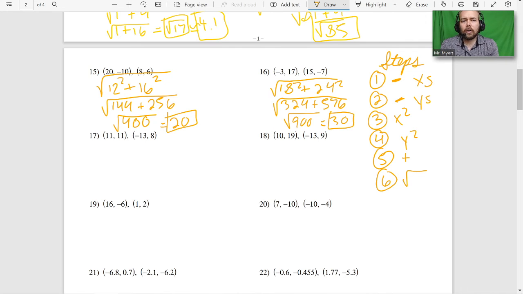Okay? So let me actually just show you what I would do in steps here in the calculator. If you're going to do this one step at a time in the calculator, right? Let's say you don't want to type the whole thing in at once. You just want to go step by step. Okay, we can do that.